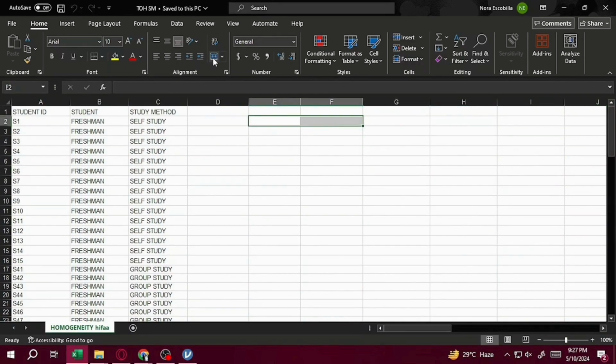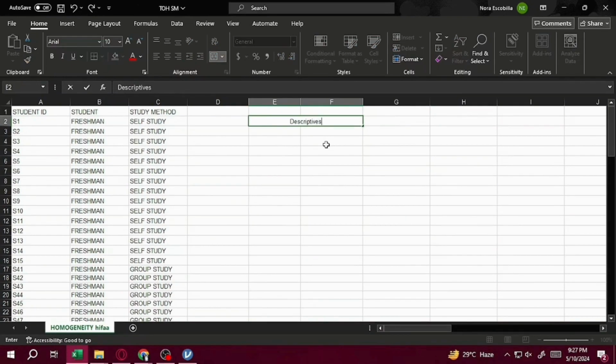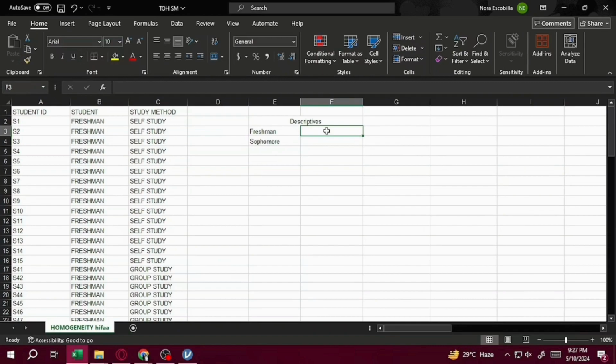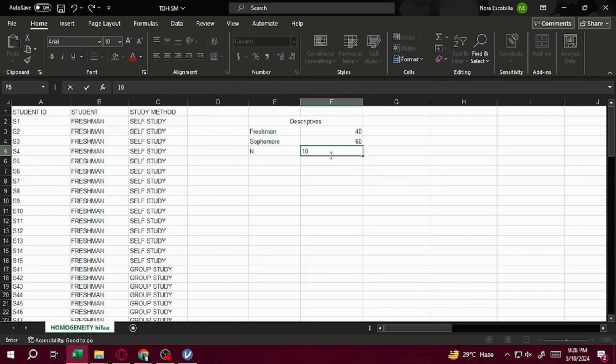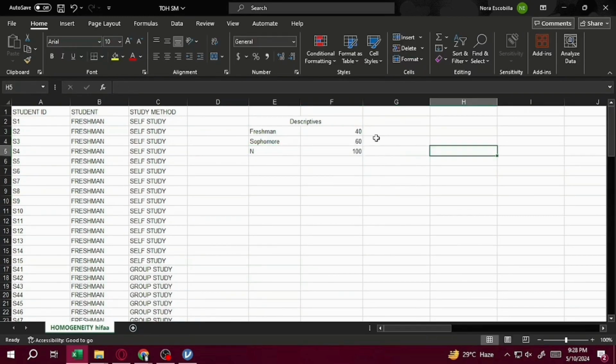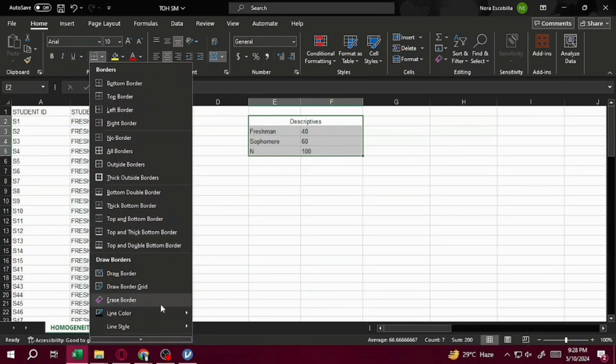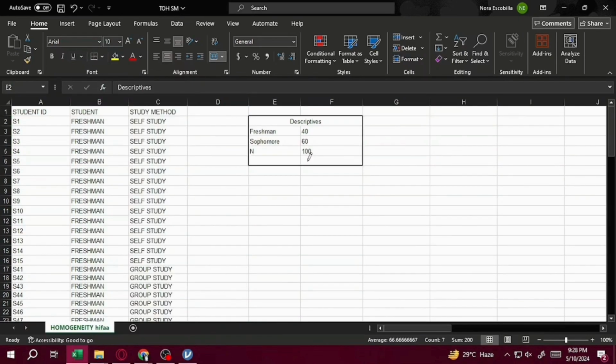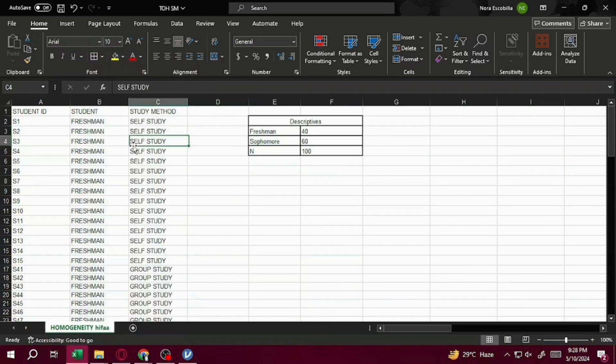So assuming that we've got a document containing all responses from the survey, of course, we cannot count each value one by one. So what we are going to do is calculate our descriptive, and this can also measure our population. So let's type sophomore and the freshman. For the freshman, we have 40, while for the sophomore, we have 60. And our N, which is the total, we have 100. So don't forget to add our border to better comprehend the descriptive table.